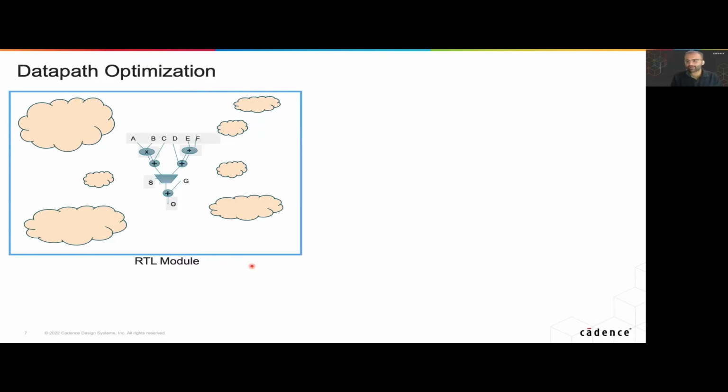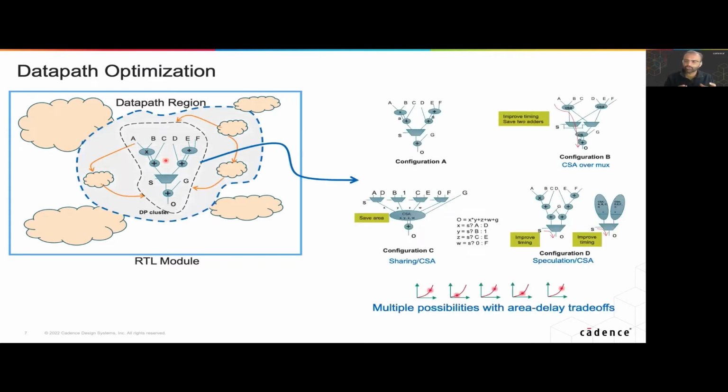So next thing is data path optimization. So this is where the equivalence checking becomes the most complex. So you have a big RTL module, and within that RTL module, you have a computational part of it. So you're basically doing some multiplications, additions, divisions, and subtractions, right? So this computational part, this arithmetic part, is what we call the data path cluster. And once you take this data path cluster and some of its surrounding logic, it becomes a data path region.